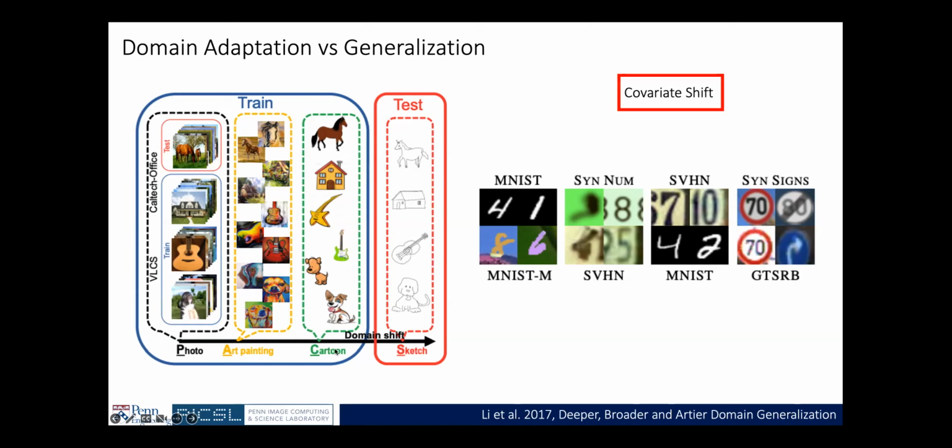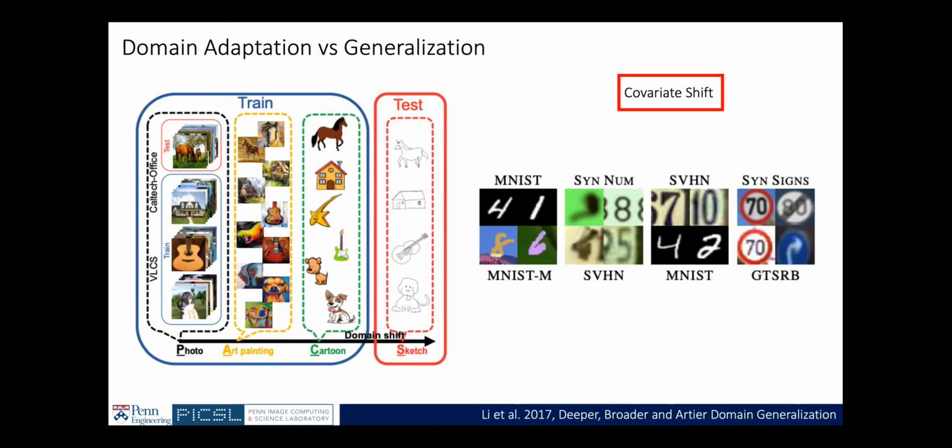So at training time, you have these 3 distributions: photos, art paintings, and cartoons, right? But at test time, you're given the task of, again, classification, but the images are coming from a totally different distribution. So this time the images are coming from sketches, right? So this is something called domain shift or a covariate shift, where the statistics of the distribution at test time is different from the statistics of the distribution at training time, right?